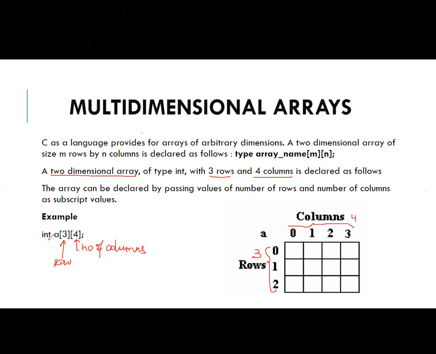So you can declare a multi-dimensional array in the following way. You write down the data type, you write down the name of the array. In the first square bracket, you will write the number of rows. In the second square bracket, you will write the number of columns. So this is how you are declaring a multi-dimensional array. In our case, we are having rows and columns, so it is two-dimensional.